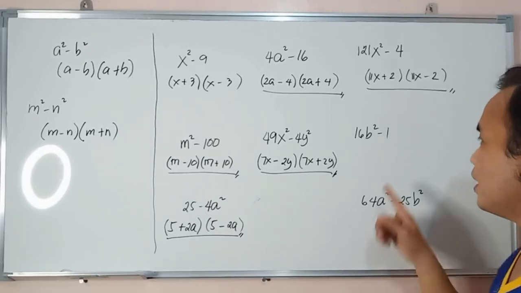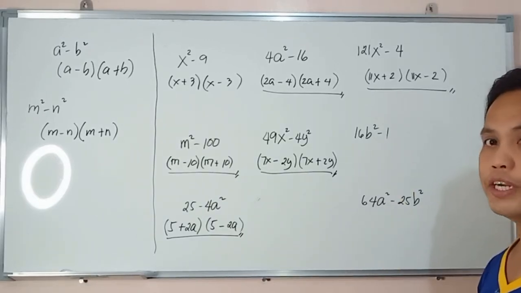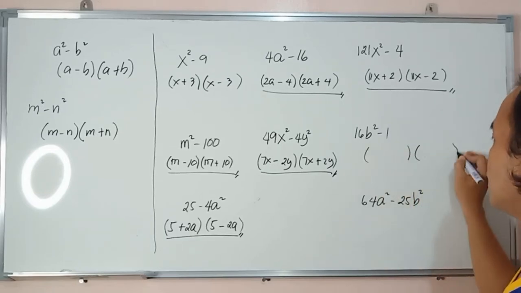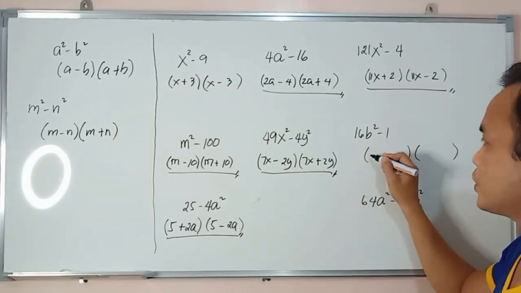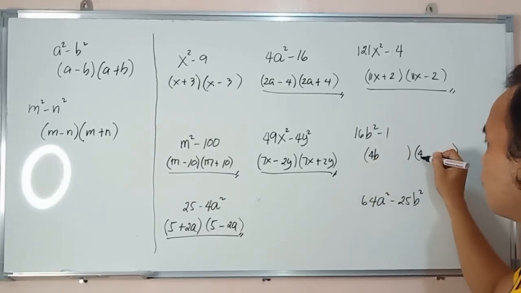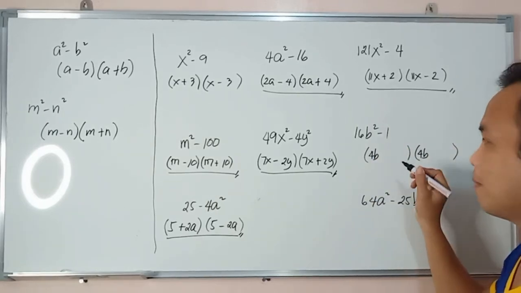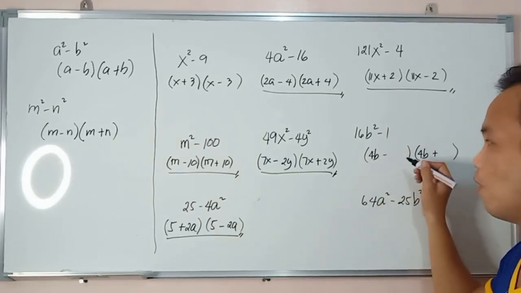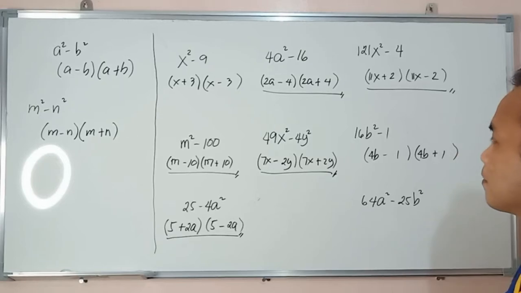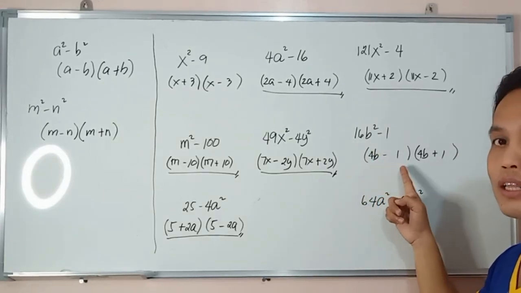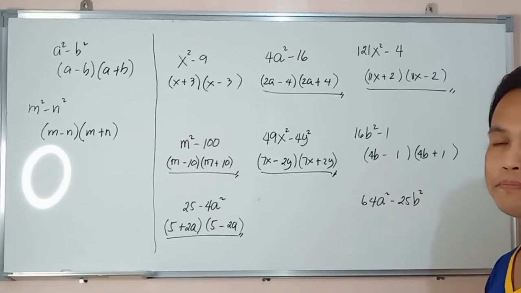Next example, we have 16b squared minus 1. So still, we have the square root of 16b squared shall be 4b. So we write 4b, another 4b. Then minus plus or plus minus. The square root of 1 is 1. So we write 1 and 1. So the factors of this binomial shall be 4b minus 1 times 4b plus 1.